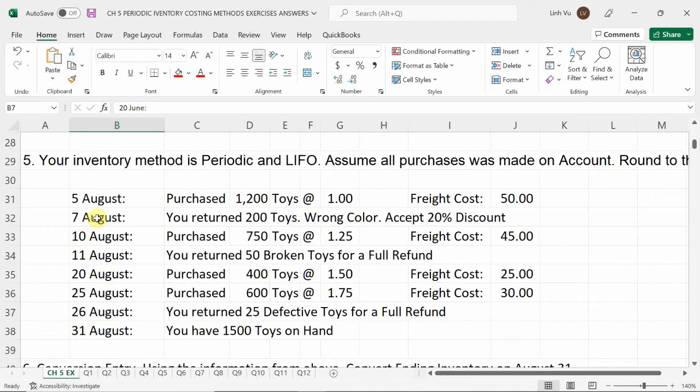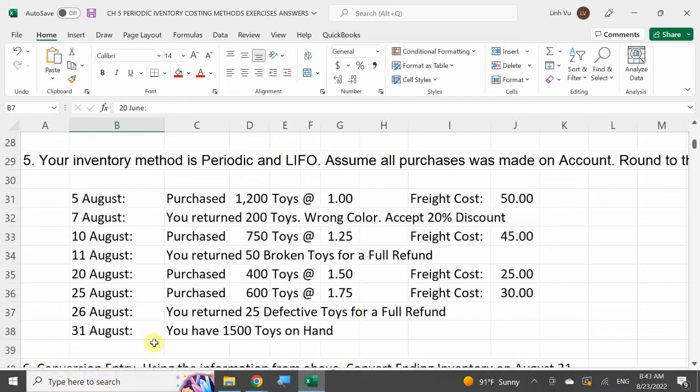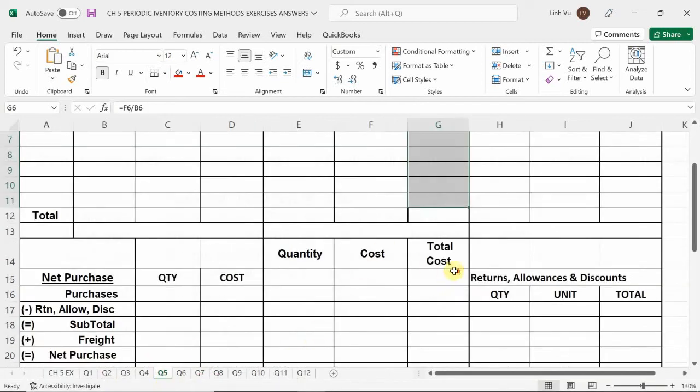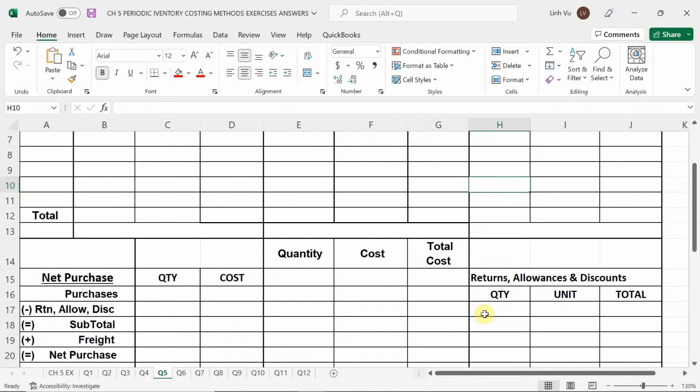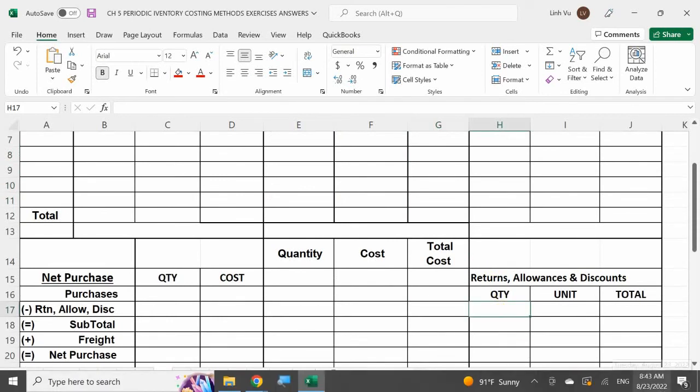Then August 7th, you end up returning 200 of those toys. They were the wrong color and you were willing to accept a 20% discount. So the 200 toys were the wrong color, but you were willing to accept a 20% discount. So in this case, I only have one batch of inventory. So this one's easy, straightforward. Did I return any of the product?